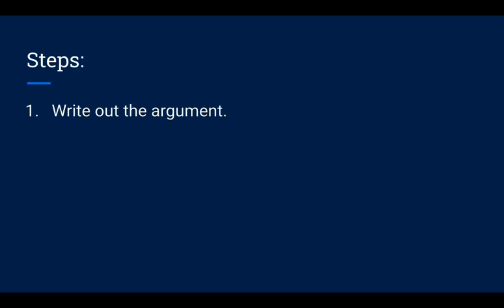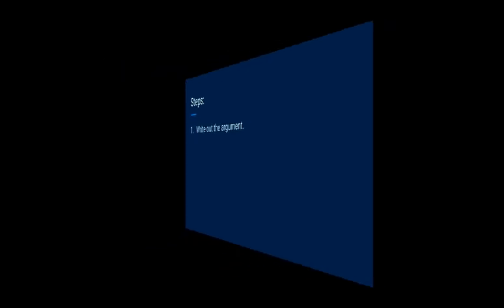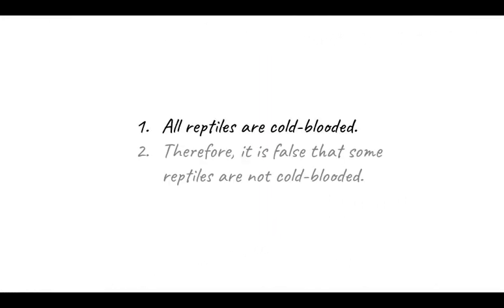Okay, here are the steps for assessing immediate inferences. First of all, write out the argument. I have here a very simple immediate inference. Here we have a premise, that's a categorical proposition. The conclusion is also a categorical proposition. It looks good to go.